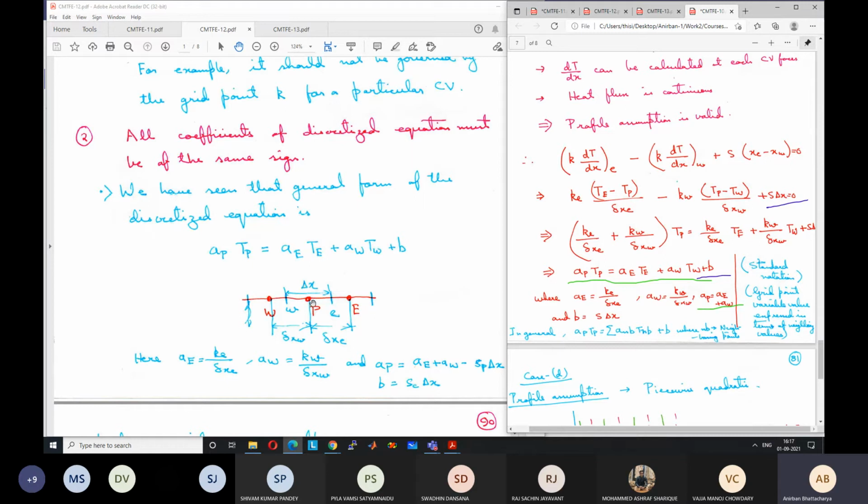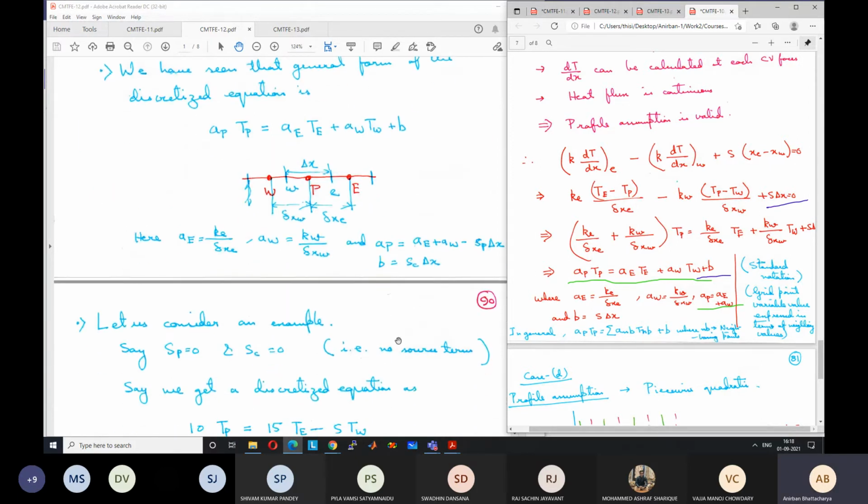To reiterate, the P control volume goes from small w to small e and has a length of delta x. The distance between adjacent grid points P and E is delta xe, and between W and P is delta xw. Capital letters are used for grid points, small letters for interfaces. AE is KE by delta xe, AW is KW by delta xw, AP is equal to AE plus AW minus SP delta x, assuming a linear source term, and B is SC into delta x. So this is the general case with a linear source term.